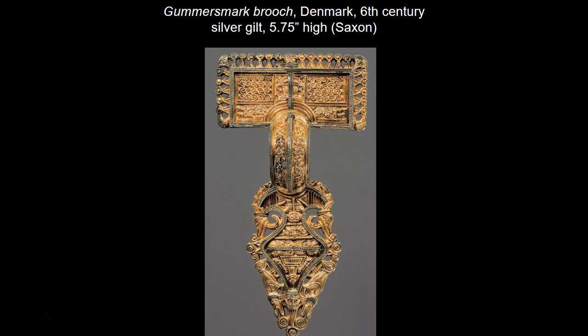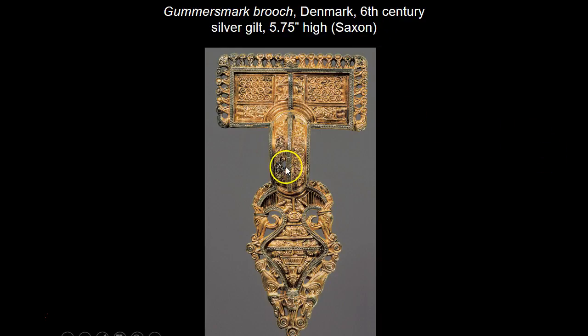Even when we don't see them at first, there are often animals in barbarian or migration period art. So here we see a Danish brooch. The Gummersmark brooch is going to be Angles, probably. Oh no, it says Saxons right there.